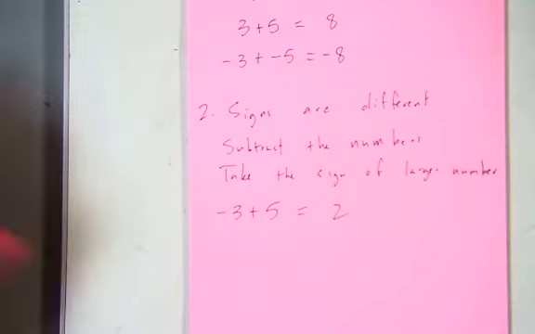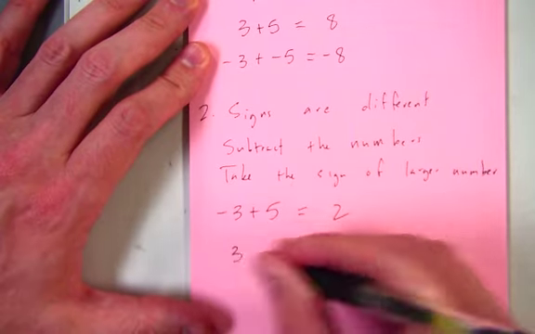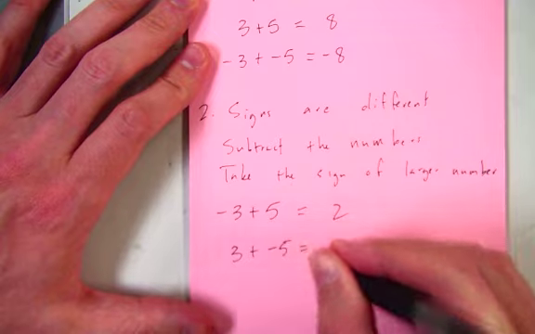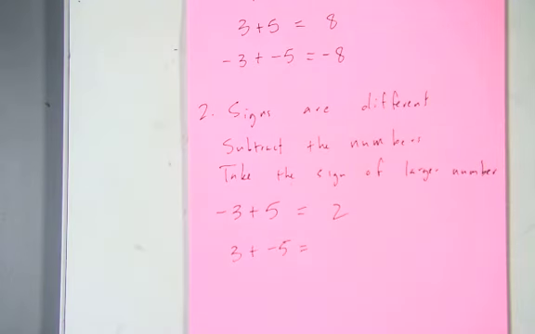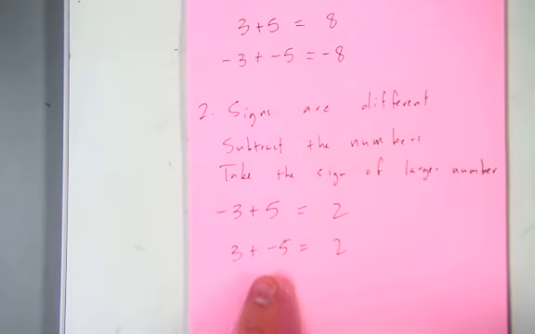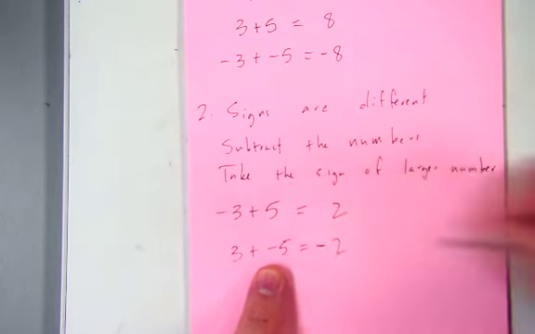Okay, if we change that around to 3 plus negative 5, we're going to drop the signs off, and then we're going to subtract our numbers, big minus small. So 5 minus 3 is 2 again, right? But this time our bigger number is negative. 5 is our bigger number. It's got a negative sign on it, so our answer is going to be negative.